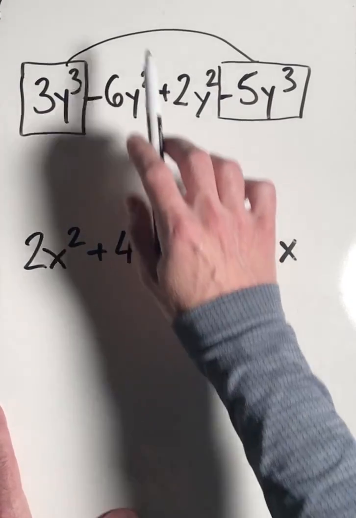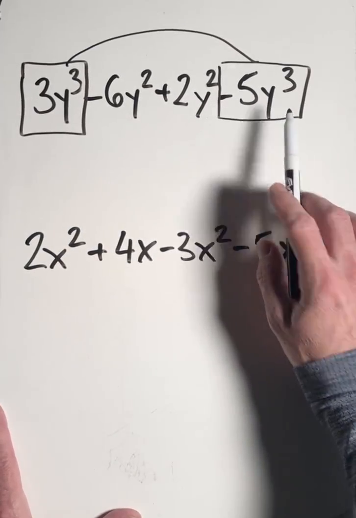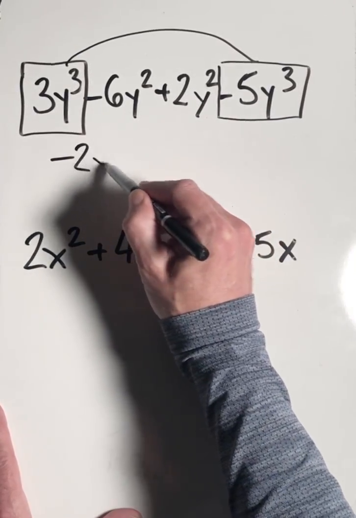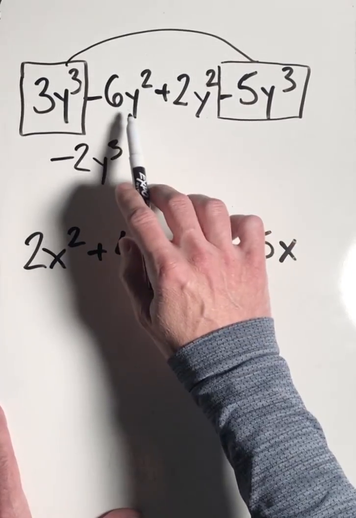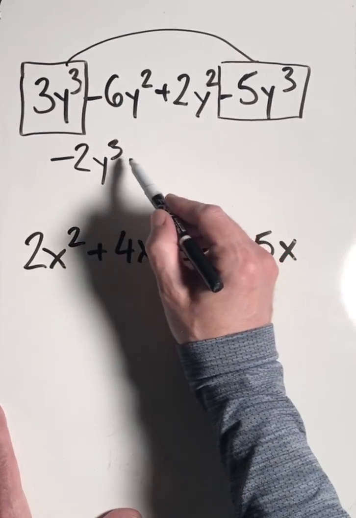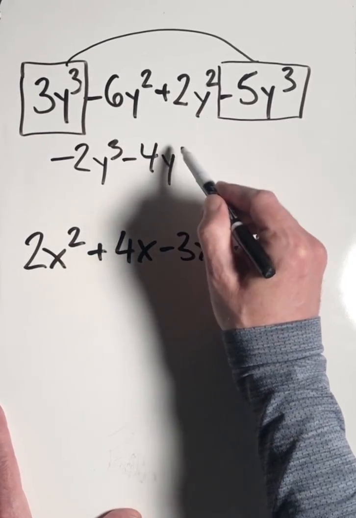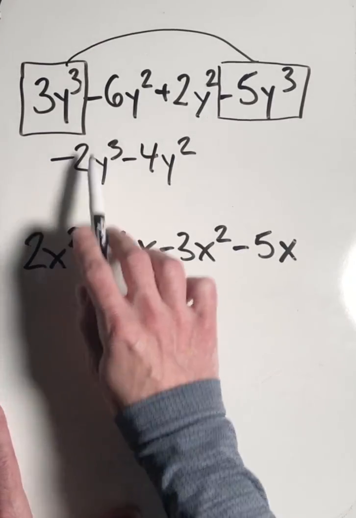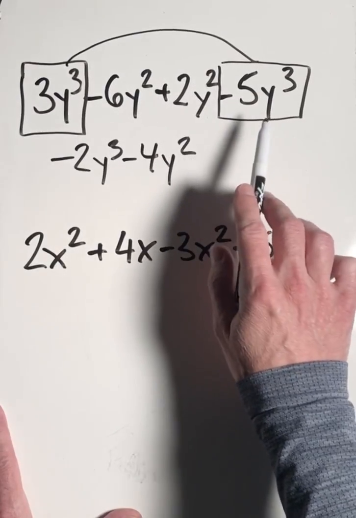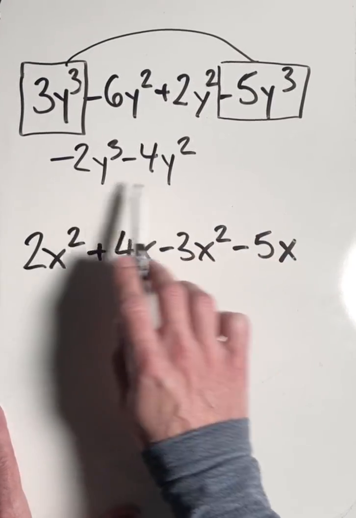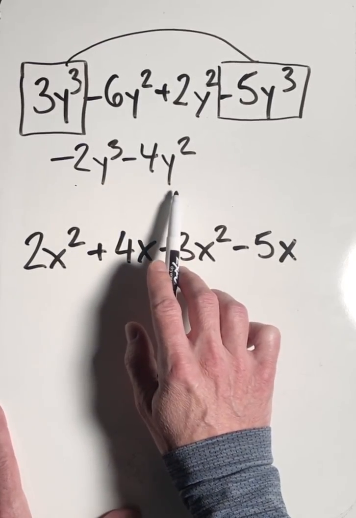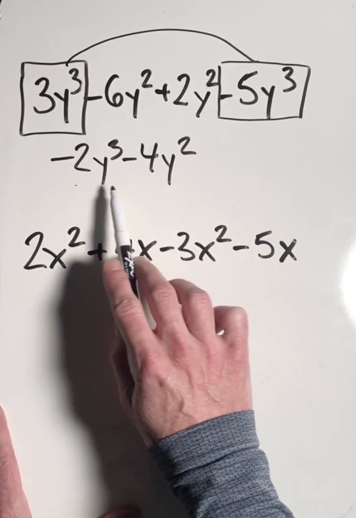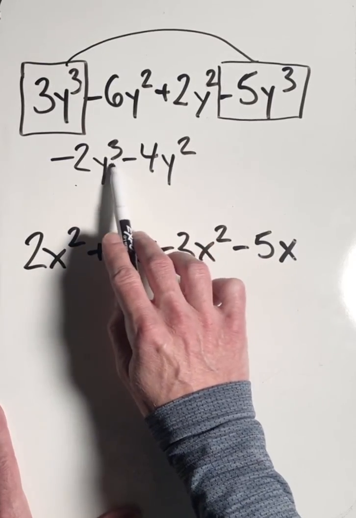3y to the third plus a negative 5y to the third would be negative 2y to the third. And now I have a negative 6y squared plus a 2y squared, which would be negative 4y squared. This four-term polynomial can be simplified into just two terms. Again, these two terms cannot be combined because although they have the same variable, those variables are raised to different exponents.